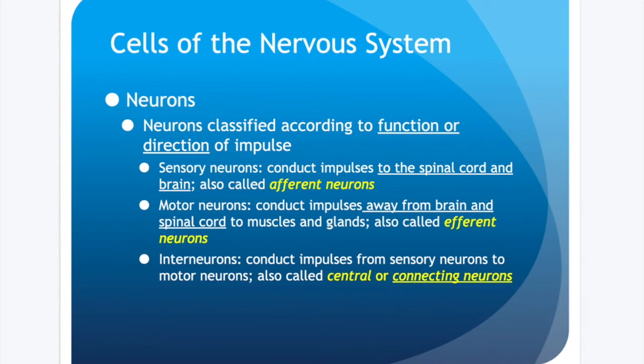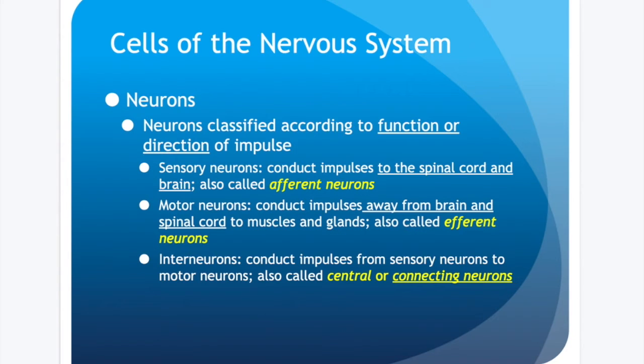The way we classify neurons is based on their function or the direction that they send their impulses, and we can fit them into one of three categories for the most part. We have sensory neurons, which are also called afferent neurons, motor neurons, which are also called efferent neurons, or interneurons. We also call interneurons connecting neurons.